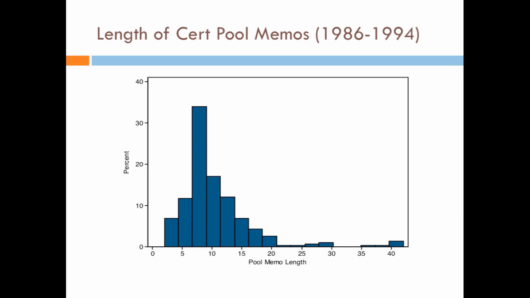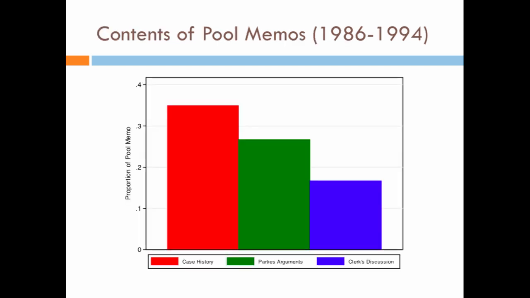There's also a pretty significant variation in the length of these memos. Pool memos are typically about 7 to 12 pages long, with the modal category being in about the 7 to 8 page range. So if you think about all of the things that are contained in a cert pool memo, that's actually a pretty short page length for the clerks to do all of the things they have to do, for justices to review those memos to issue a decision.